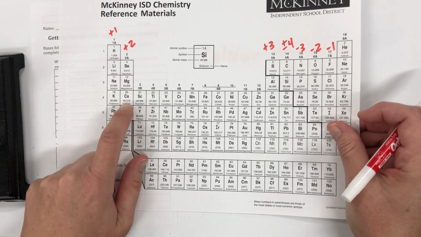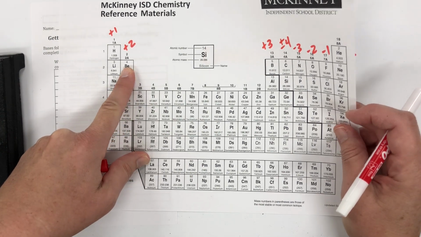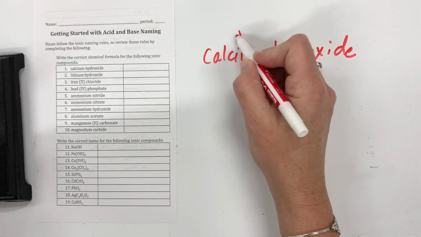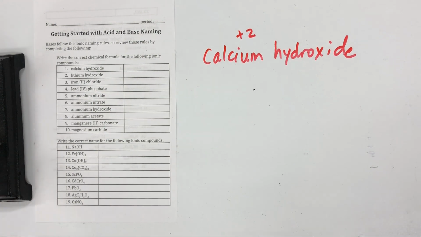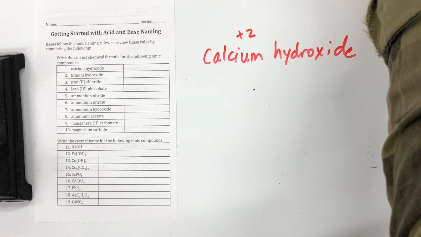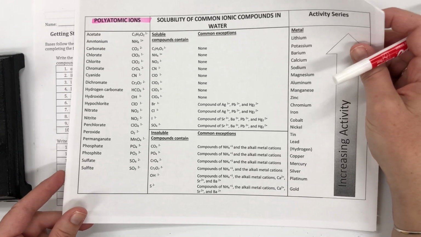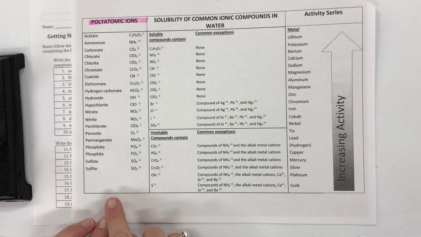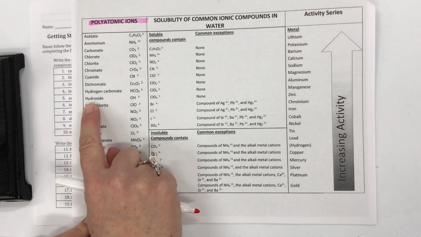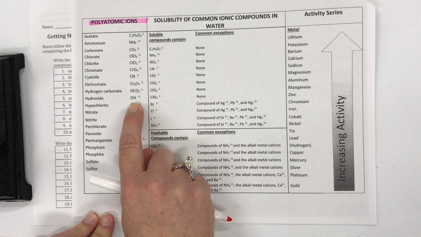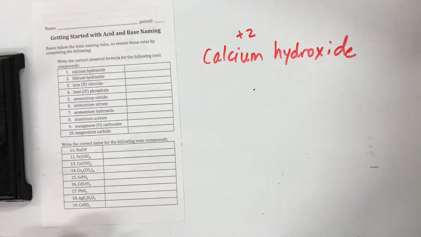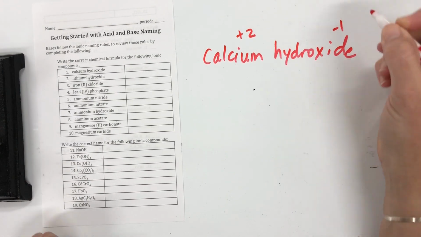I find it right here. I go up to the top of the column. Calcium has a +2 charge. Hydroxide, I know, is a polyatomic ion. So I'm going to go to my polyatomic ion chart. I'm going to find hydroxide. It's right here. It is OH. And its charge is a -1. So I'm going to write the hydroxide charge up here.